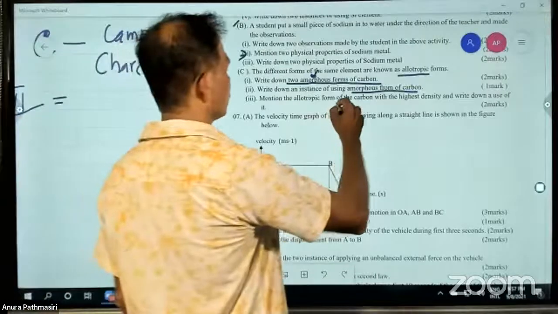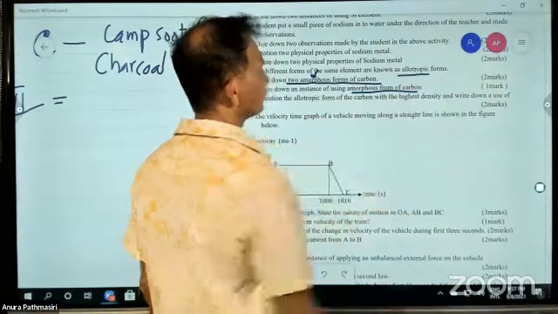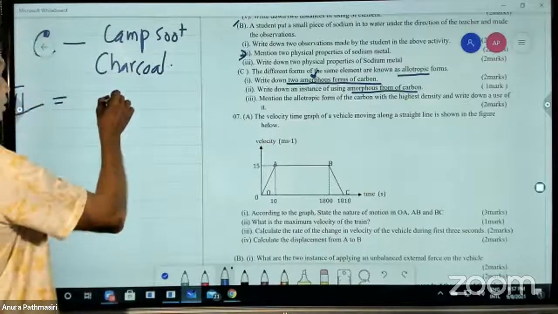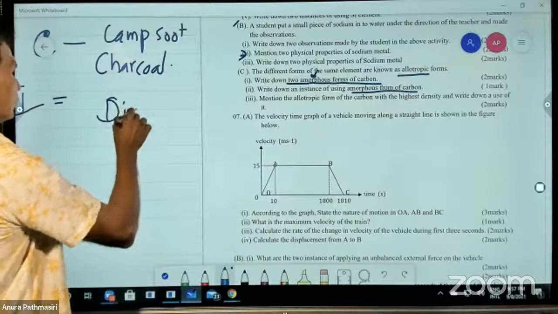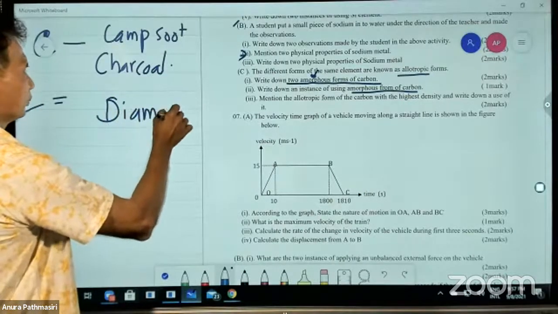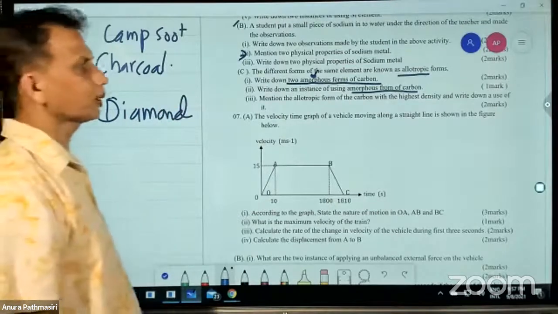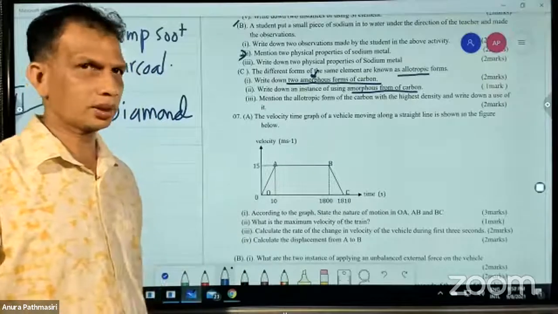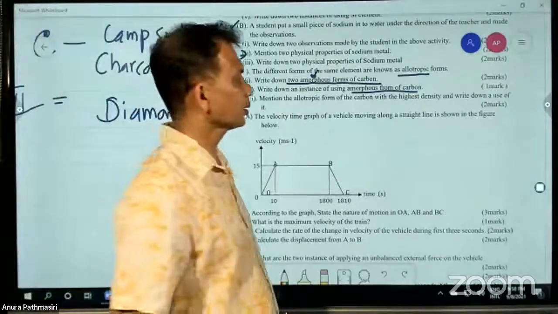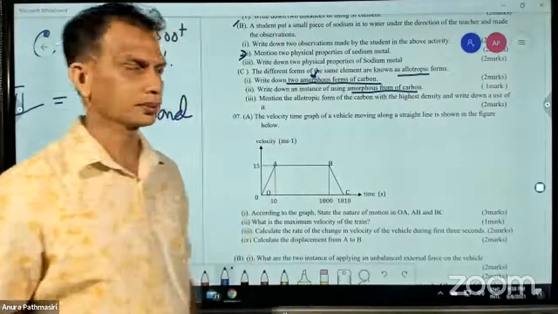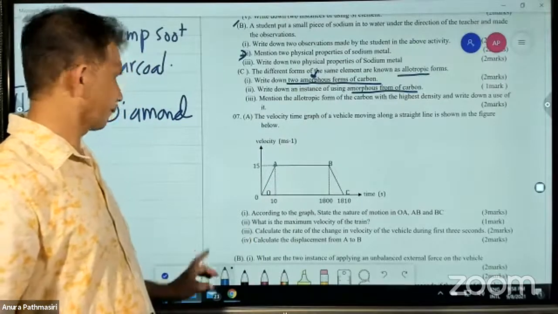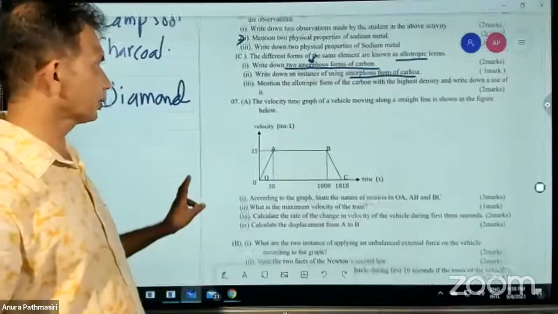Mention the allotropic form of the carbon with the highest density. The answer is diamond. Uses: making jewelry, glass cutters, cutting gems. Can I go to the seventh question?